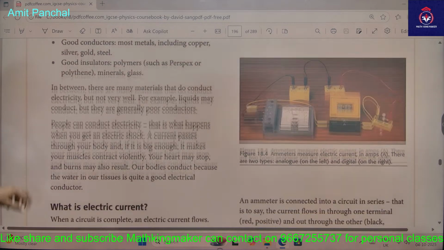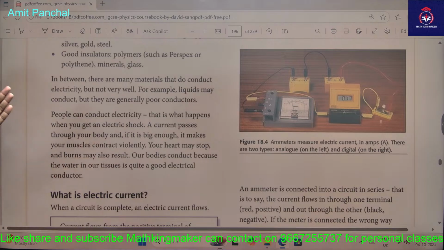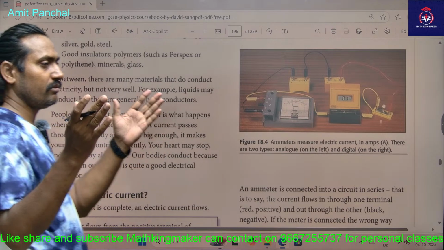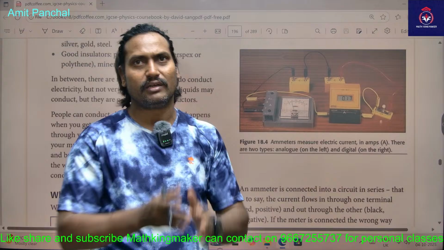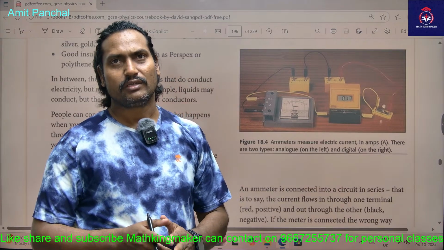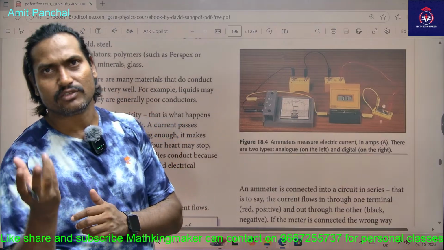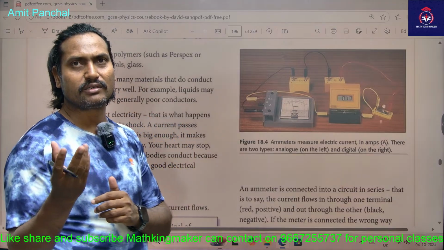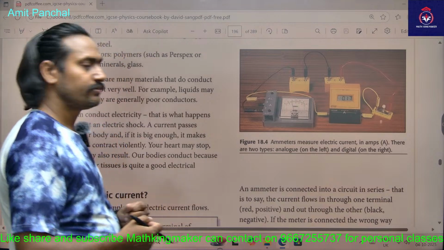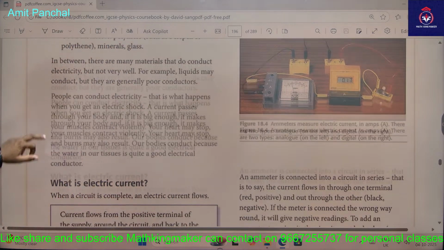In between conductors and insulators there are materials like semiconductors. Examples of semiconductor devices are junction diodes and transistors, so semiconductors are used there. So what is electric current?